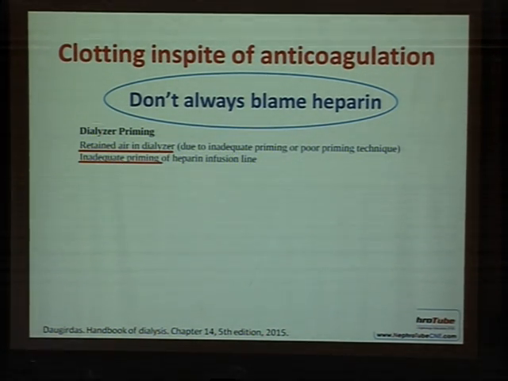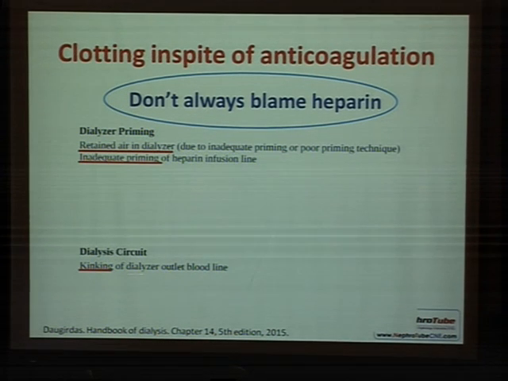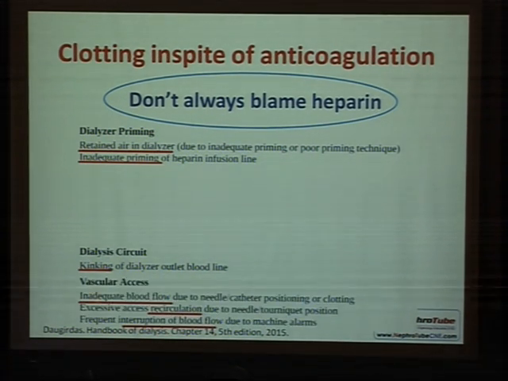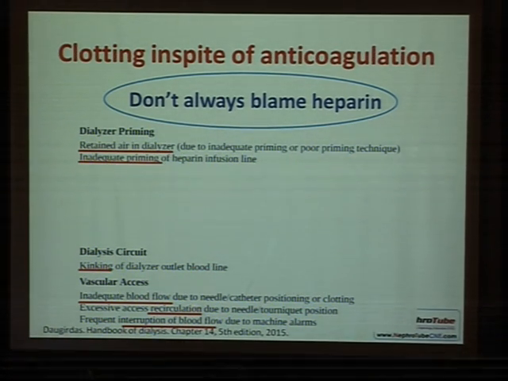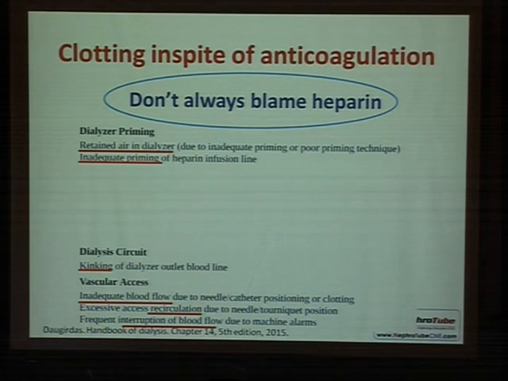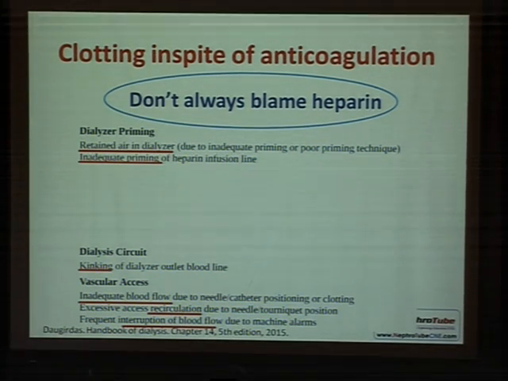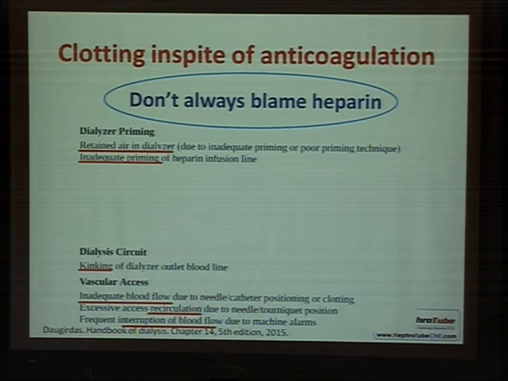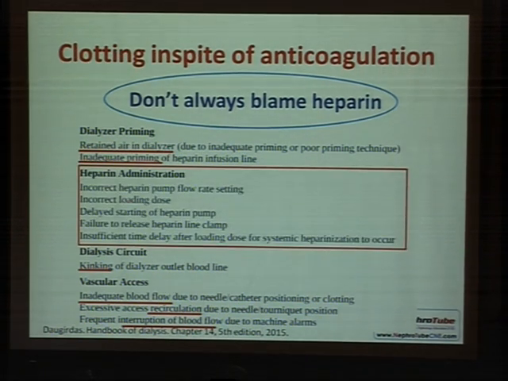For example, retained air in the dialyzer, inadequate priming of the line and the filters, kinking of the dialyzer and the line, vascular access, inadequate blood flow, recirculation, or repeated interruption of blood flow due to repeated machine alarms and the nursing staff stopping the machine several times. And surely, if there is a problem within the heparin administration. So heparin is one of the many causes of the clotting of the filter and the line of the machine.